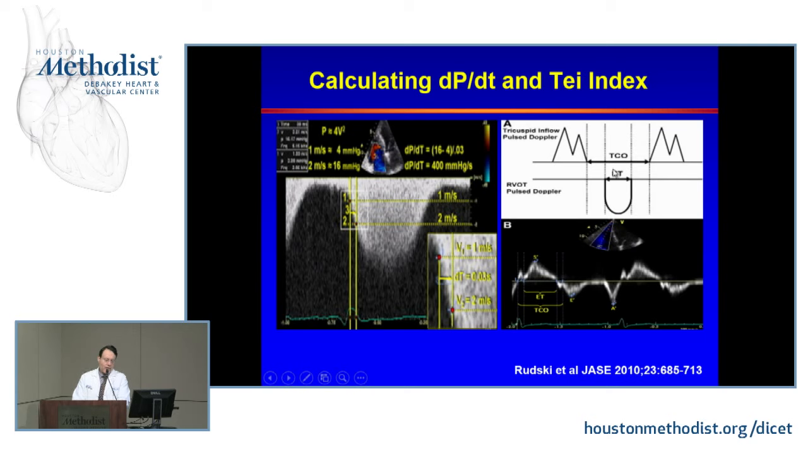You can acquire it by continuous wave Doppler and RV outflow tract, so now we're looking at different cardiac cycles, or by tissue Doppler, and here you are measuring the ejection time as shown from the ejection velocity and the time interval of isovolumic contraction and isovolumic relaxation. They are not the same as you would guess or expect. They have different values. These tend to be longer or higher, and we'll show you examples.